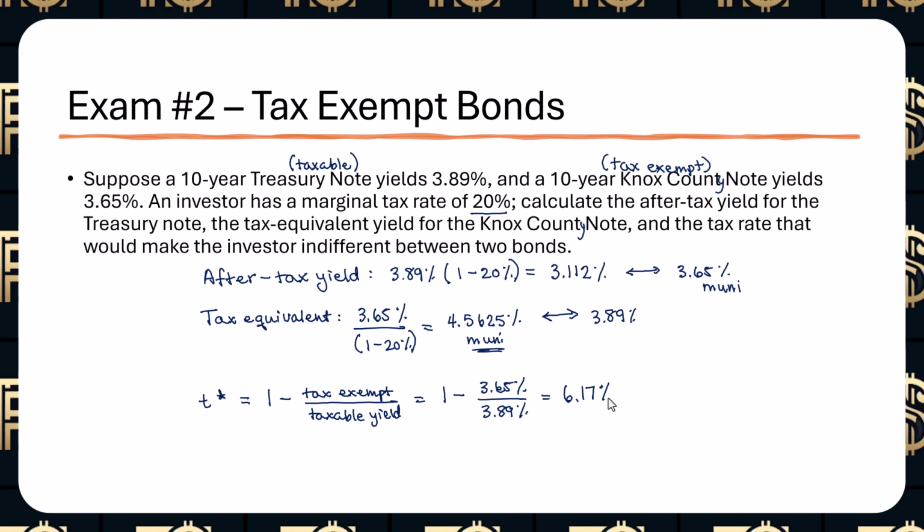Now, what does that tell me? It tells me that if I'm an investor and my marginal tax rate is above 6.17%, then I would want to purchase the Knox County bond in this example.